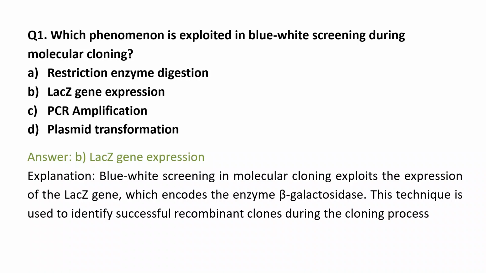So colonies which are recombinant will appear white because they cannot produce functional beta galactosidase to cleave the X-gal. Colonies without insertions will appear blue because they can produce functional beta galactosidase. So this is a way of screening, as we discussed. Is it clear for all? Okay.